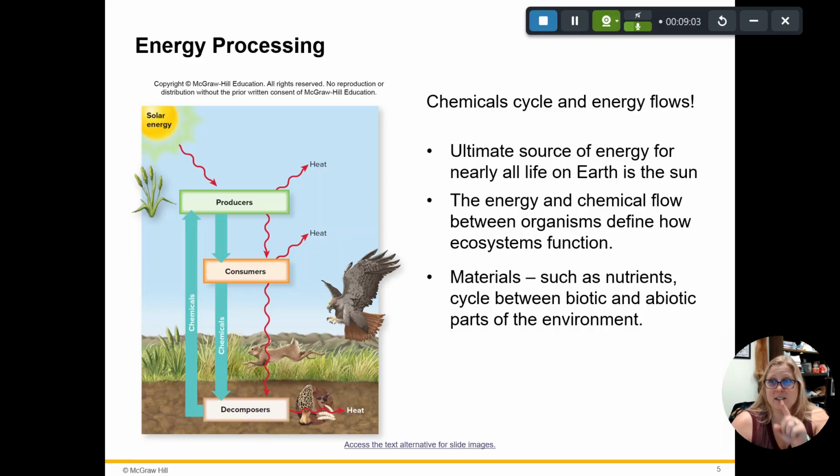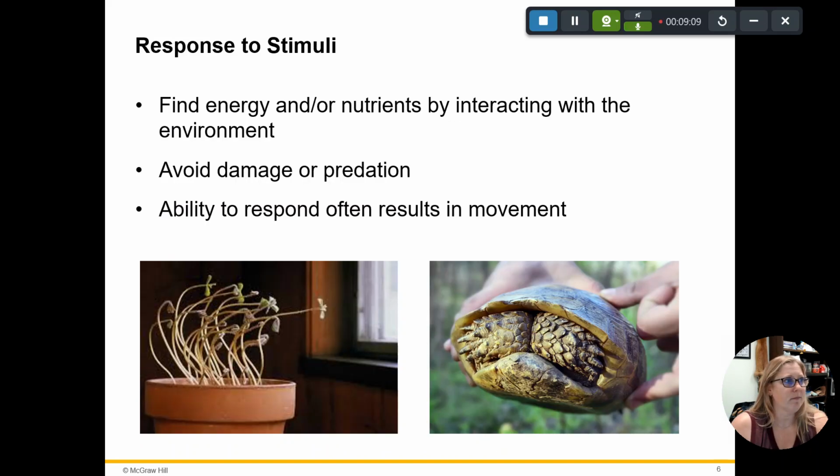Awesome. This is a huge one. Do not forget energy processing. It's going to play a role in everything we do through the semester.